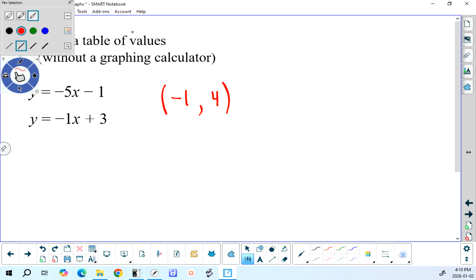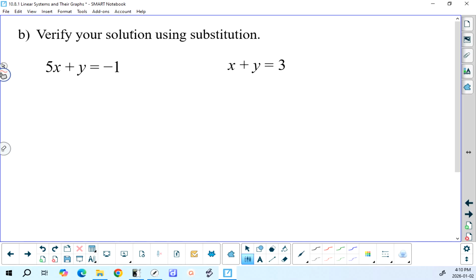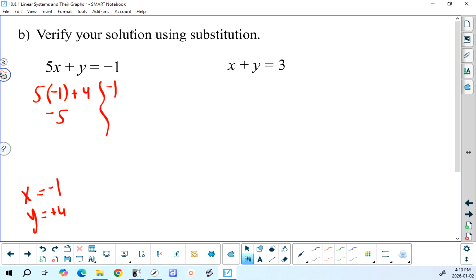So that's the solution. Let's do one last example. Let's not verify. I guess we can. It'll only take a minute. Our x coordinate was negative 1. Our y coordinate was positive 4. So I put negative 1 in for x and 4 in for y. What do we get? Negative 5 plus 4. We're happy here. The left side and the right side are equal. Negative 1 for x, 4 for y. Negative 1 plus 4 is 3. Again, we're happy.